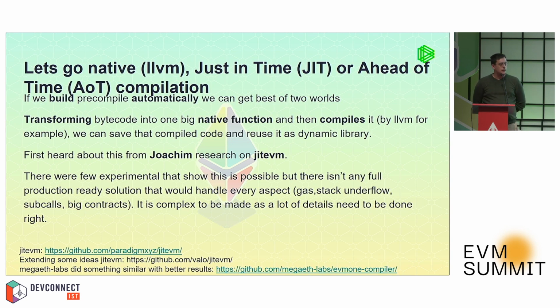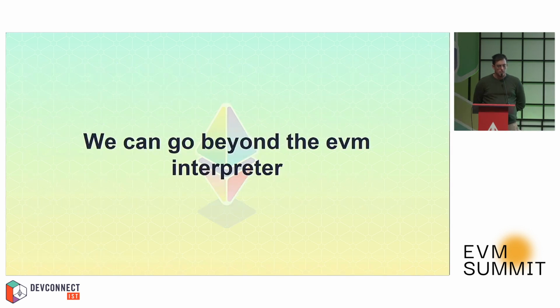EOF, the EVM Object Format, is introducing static jumps, so the compilation of that should be even faster. Basically, it should allow native compilers like LLVM or something like that to have more data that they can compile statically. So, the punchline here is we can go beyond the EVM interpreter. The idea is, hey, let's make our native code that we're going to use, and we can load that anytime. It can be a dynamic library that we can use.